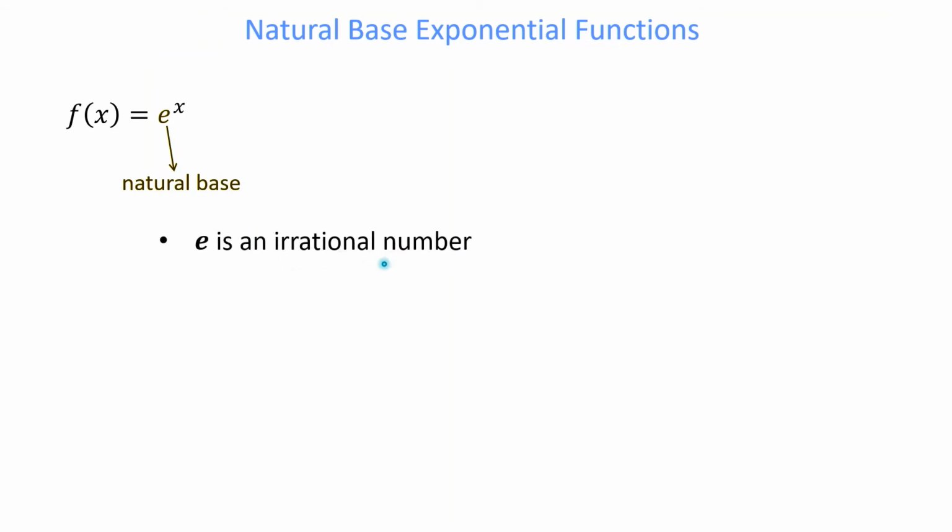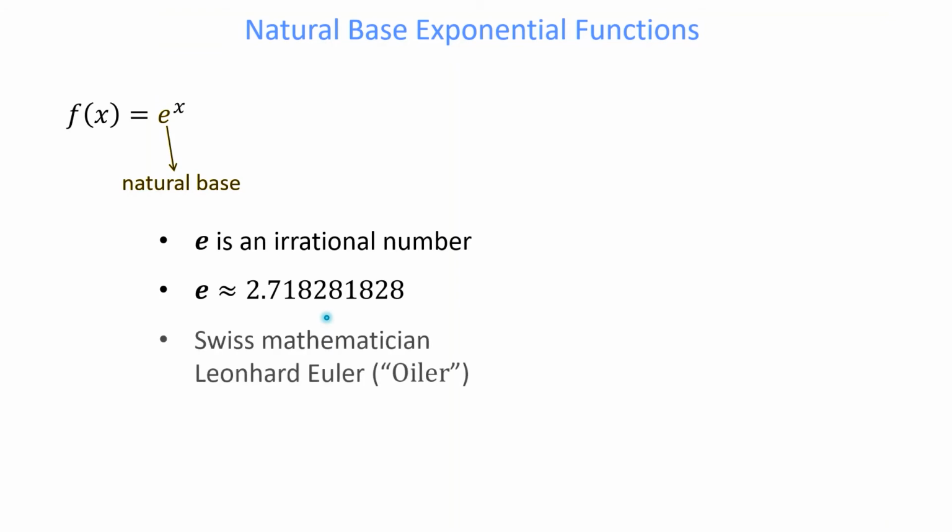Now we look at natural base exponential functions. So what are natural base exponential functions? Well, they're functions of this form, where f of x is equal to e to the power of x. So you still have a variable x in the exponent, but whenever you see a base e, this is the natural base. So what is e? E is just an irrational number, and it's approximately equal to this number here.